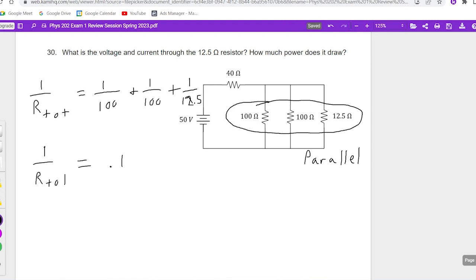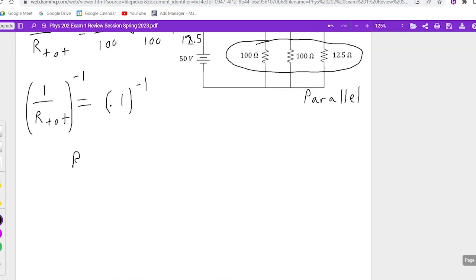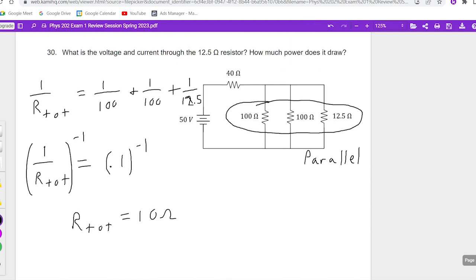But that's 1 over R total. Now, how would I solve for R total then? I can't just flip it like I did before. Well, I'm going to raise this in my calculator to the negative first power. That's how you take the reciprocal in your calculator. And the total resistance is just going to be 10 ohms now for that little guy. It's going to be 10 ohms for all three of these resistors.